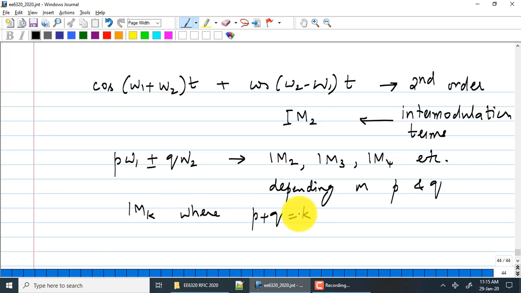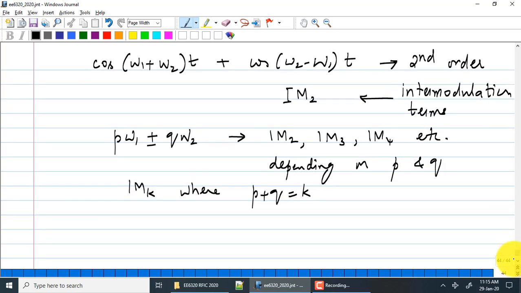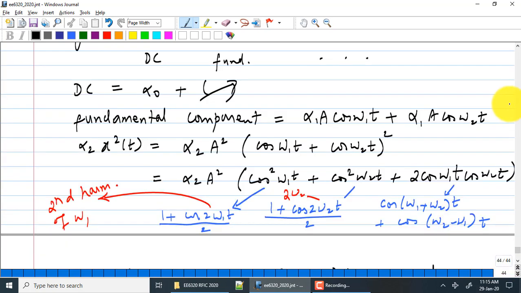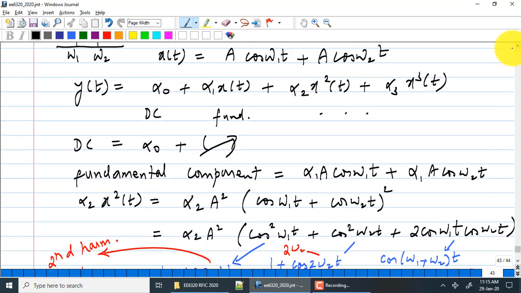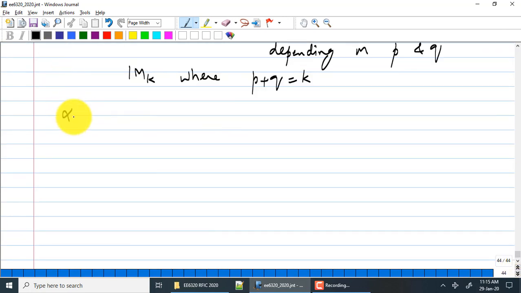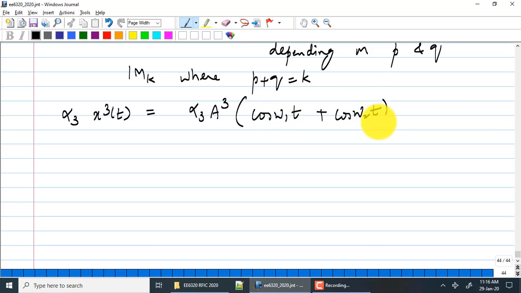Okay, so that is a specific term which you will see being used again and again in RF systems. Now, what about cos cube omega t? Let us go to the last term, alpha 3 x cube t. Okay, it is nothing but alpha 3 into cos omega 1t plus cos omega 2t the whole cube.